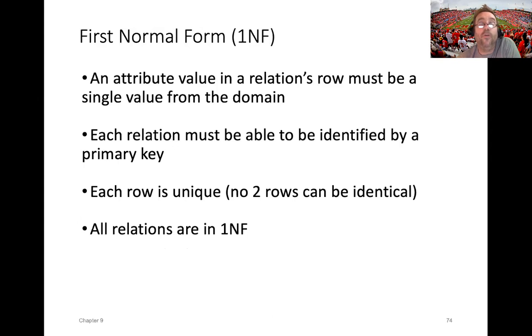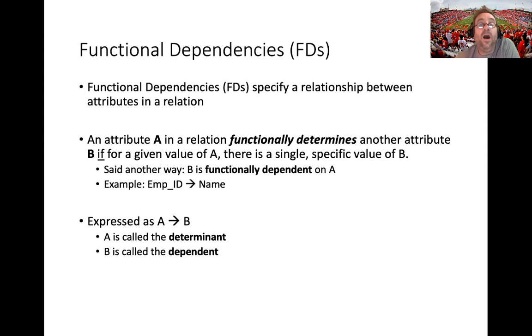So first normal form, I don't think we have any problems with it, right? An attribute value in a relation's row must be a single value from the domain, fine. Must be able to be identified by a primary key, fine. Each row is unique, fine. All relations are in 1NF. Now then, for us to understand partial dependencies and transitive dependencies, we need to understand functional dependencies.